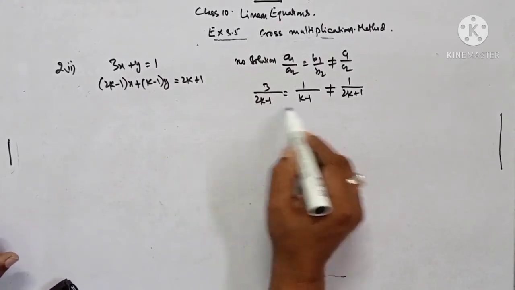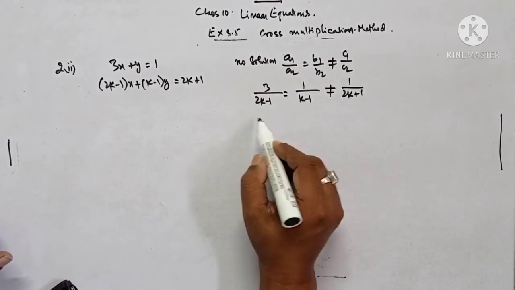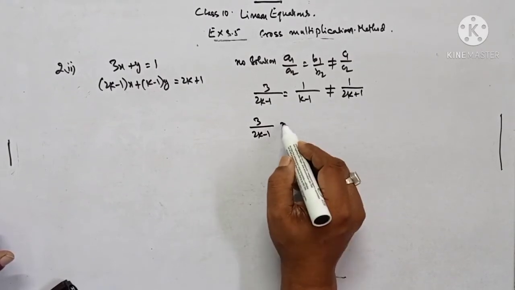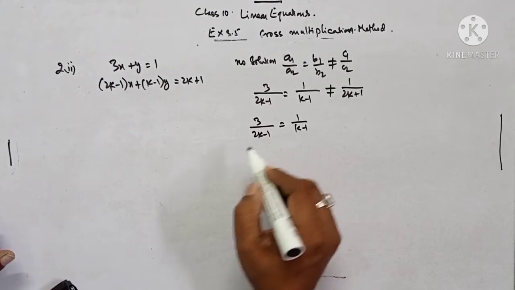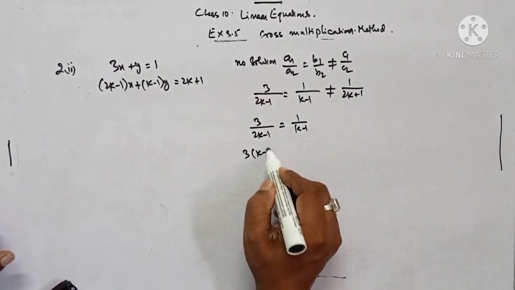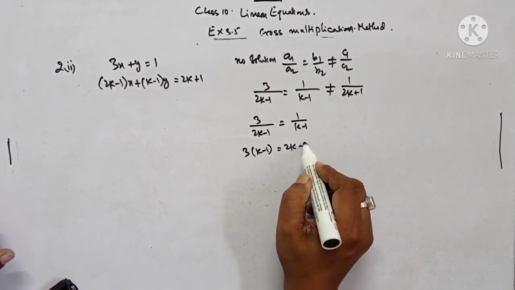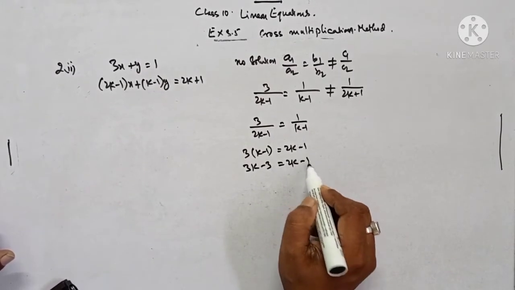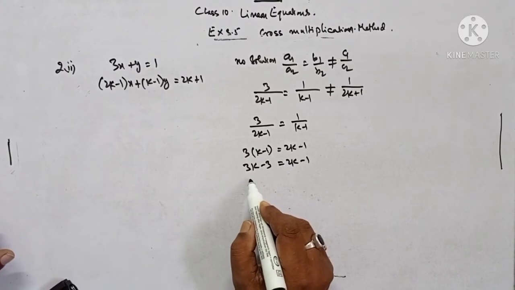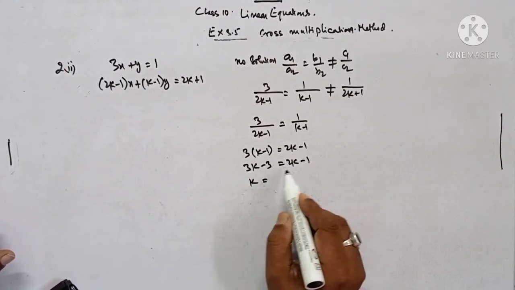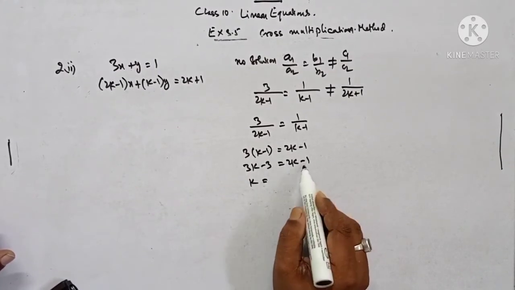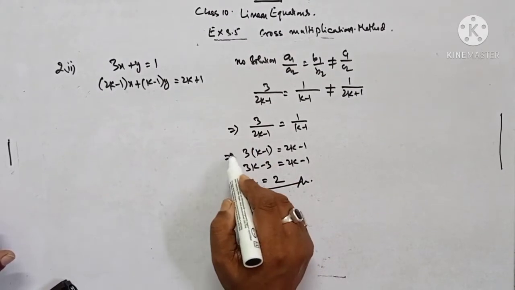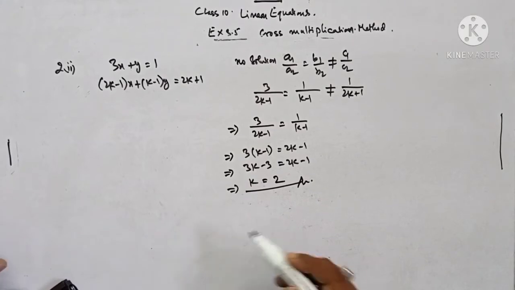I am going to take only the first two ratios, that is 3 by (2k minus 1) is equal to 1 by (k minus 1). So 3(k minus 1) is equal to 2k minus 1. So this will be 3k minus 3 is equal to 2k minus 1. So here k is equal to 3 minus 1, that is 2. This will be your answer.